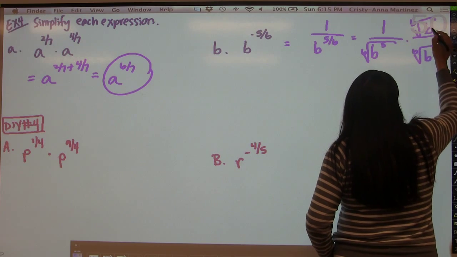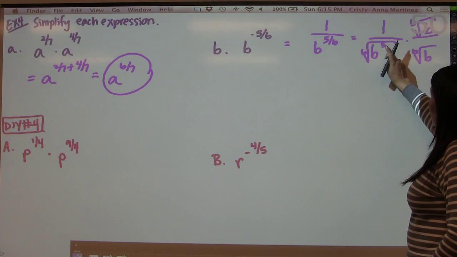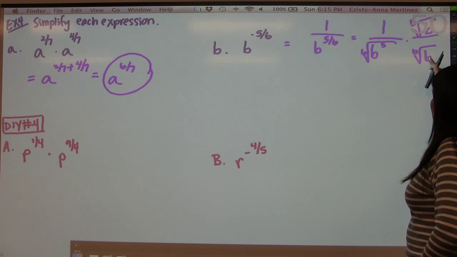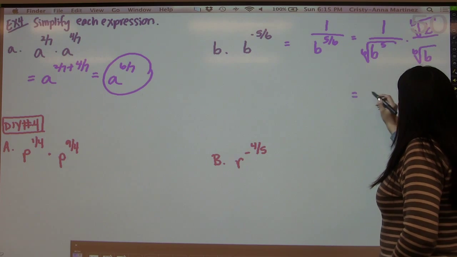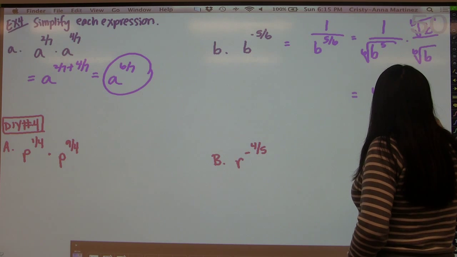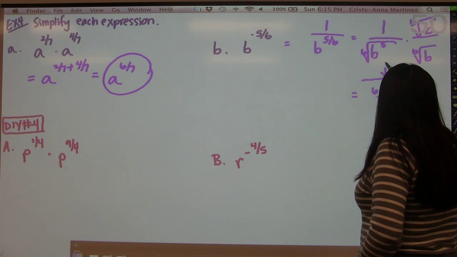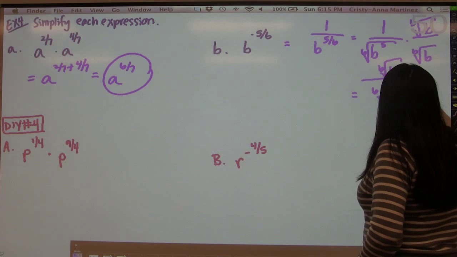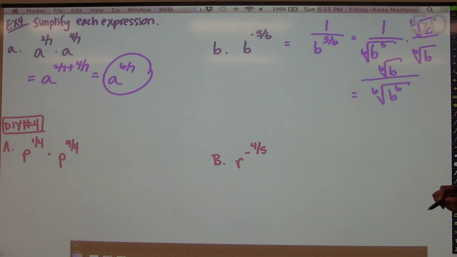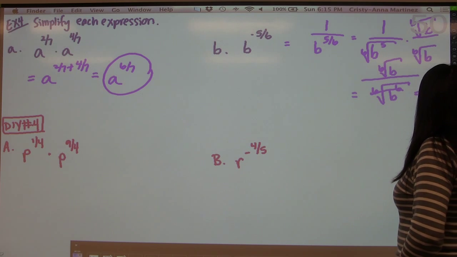You can't really see it on the top there, but the reason why I'm just going to multiply by the 6th root of b is because I already have b to the 5th here, times b is b to the 6th. So that's going to give me the 6th root of b to the 6th on the bottom. On the top, I'm just going to have the 6th root of b. All right, and then these are going to cancel. So my final answer will be b.